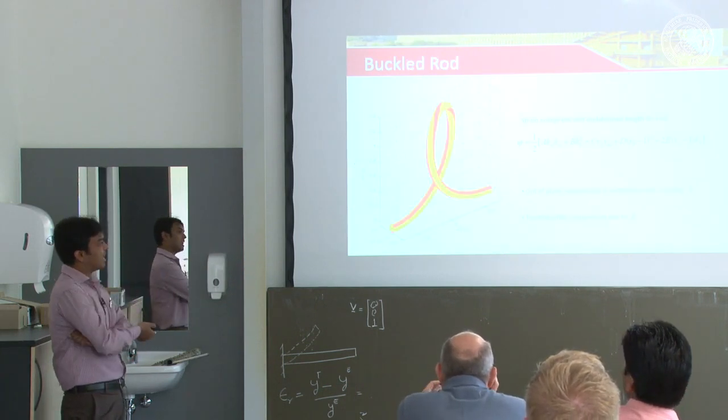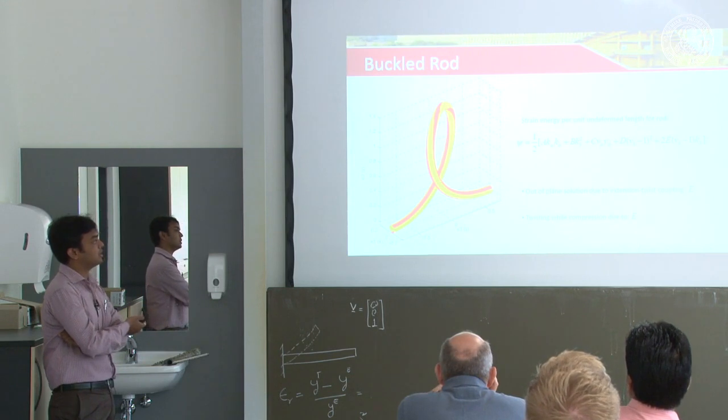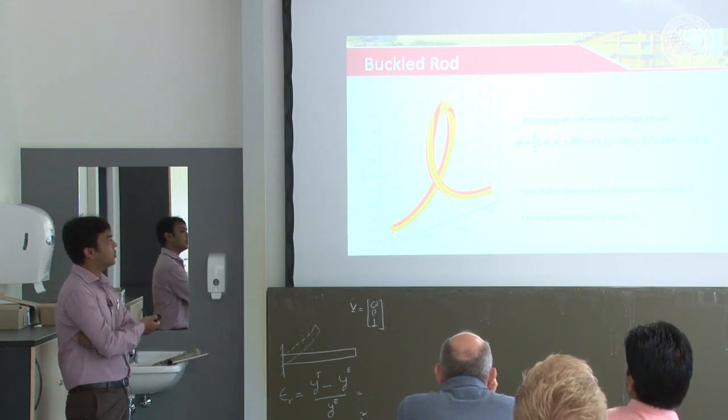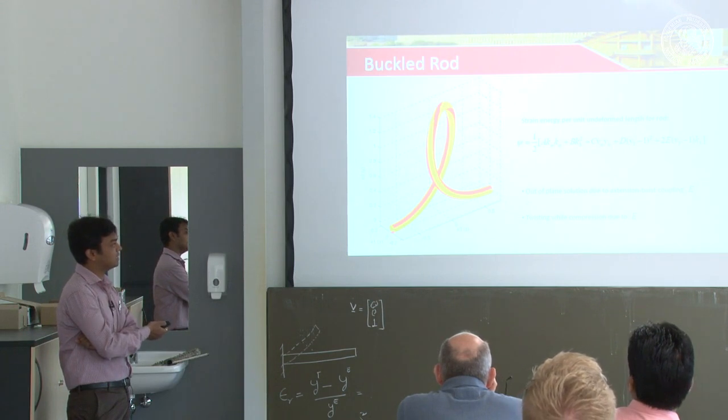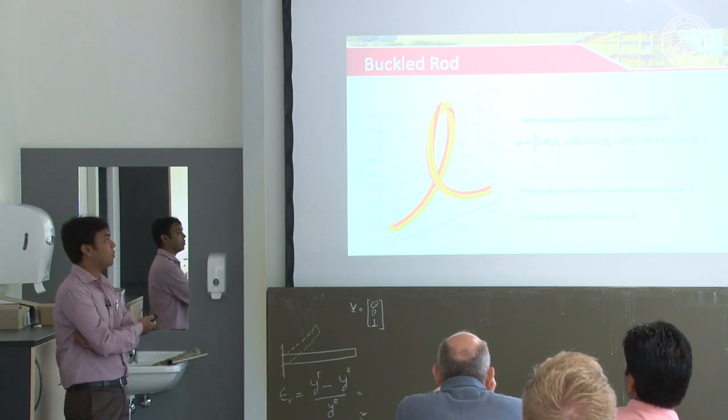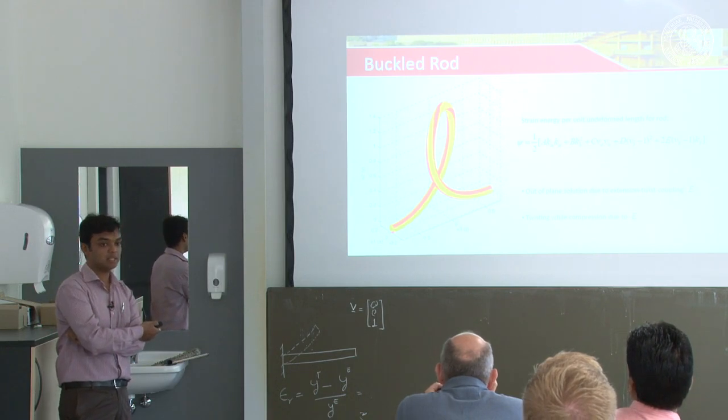So in the class we have studied the strain energy per unit undeformed length for a rod, and we have written the formula till this part, A, B, C and D. E was not accounted. So what is E? E is actually the extension and twist coupling.